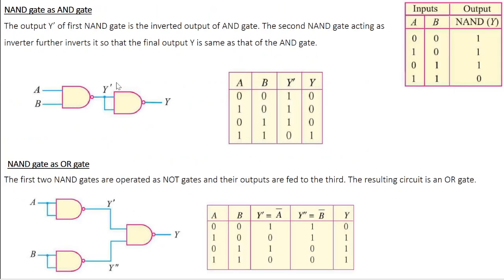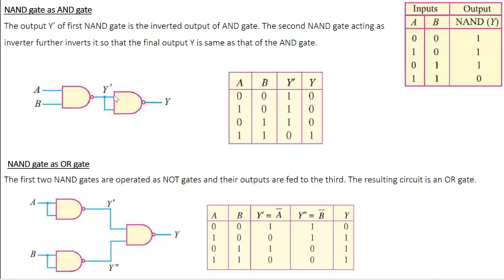Second one, NAND gate as AND gate. Here you are using two NAND gates. The first one is a normal NAND gate. Then the output of that is given as a common input to another NAND gate. So we know that the second part is a NOT gate. So basically you have a NAND gate, you invert the output of that NAND gate, so the final output resembles that of an AND gate, right?